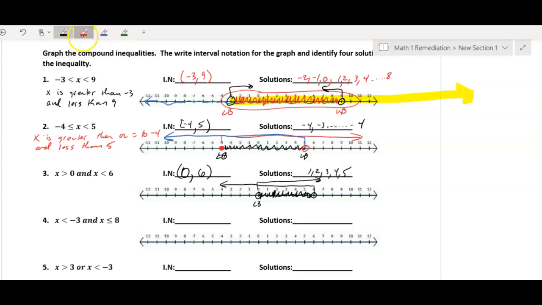Now, the next one. This doesn't happen often, but we do have to talk about it, right? So if I look at this next one, x is less than -3. If I go to less than -3, open circle, and I would shade left, right? But now the next one says x is less than or equal to 8. Well, if I read this correctly, that would also go to the left.